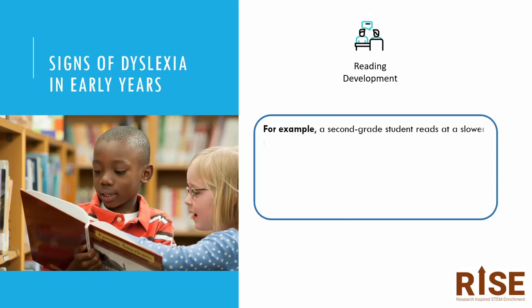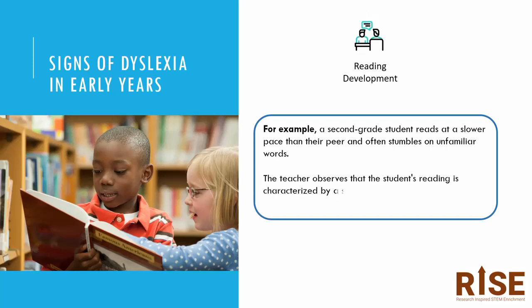Elementary school. Reading development. During elementary school years, challenges in decoding words and reading fluently become more apparent. Slow and laborious reading may impede overall reading comprehension and engagement with academic content. For example, a second-grade student reads at a slower pace than their peers and often stumbles on unfamiliar words. The teacher observes that the student's reading is characterized by a slower pace, with frequent pauses and difficulty decoding words accurately.